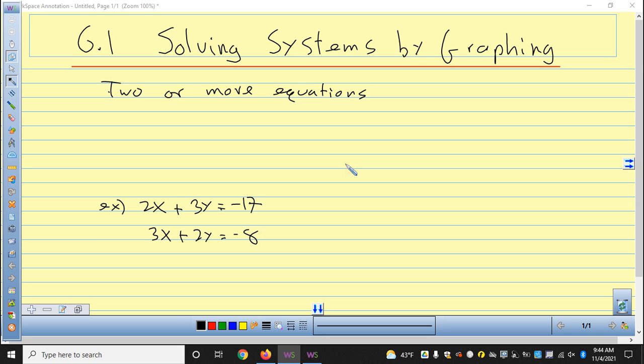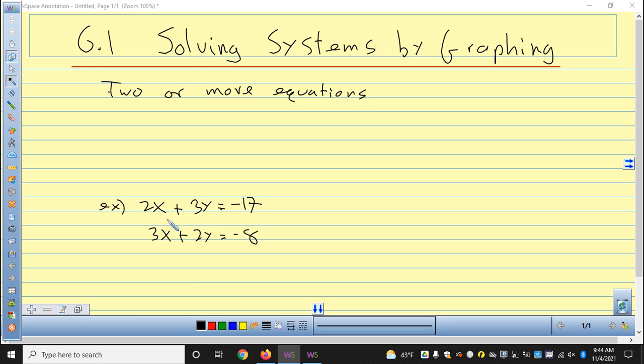Well, we could get y by itself, and it would be something like y equals 2/3 x minus 17/3. What kind of graph does that give us? Y equals mx plus b. What is that thing? It's slope-intercept equation of what? A line. These are lines.